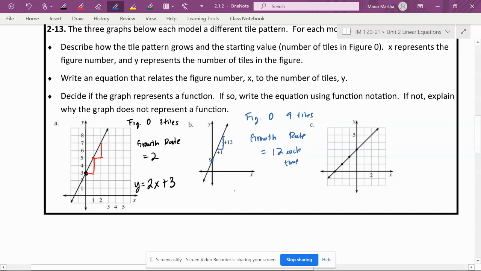And then again, write the equation. So here, y equals the growth rate, which is 12 times x, and then your starting value, which is 9.